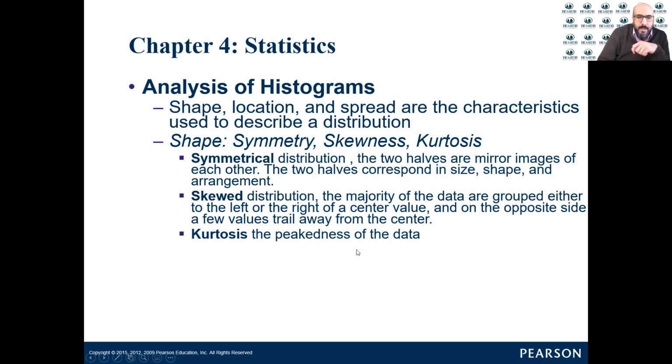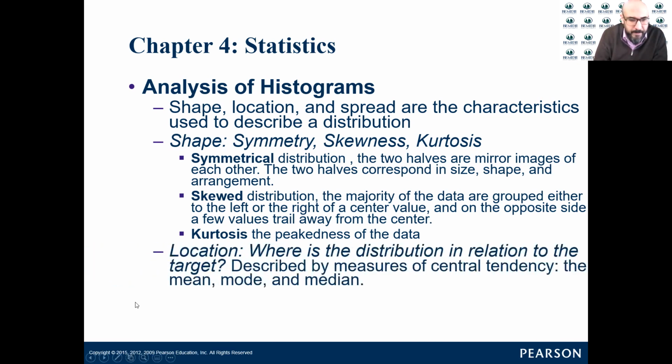And kurtosis would be the peakness. How long is the peakness? Your goal is to have a high peak on your data, because the higher the peak is, the less variation in your process. And the location: you could interpret the histogram based on the location. Where is the distribution in relation to the target?